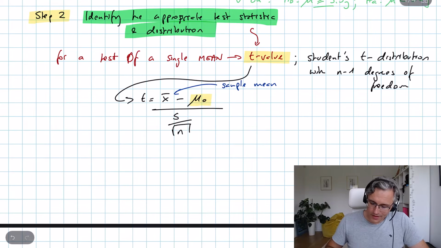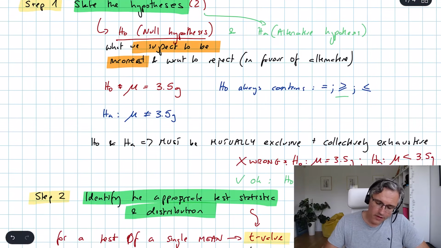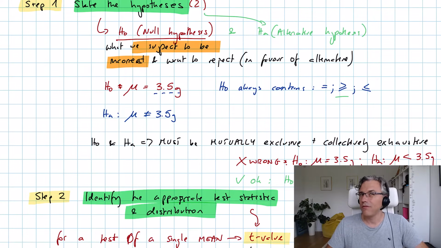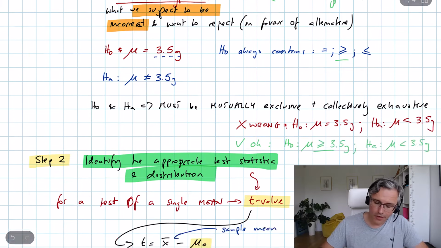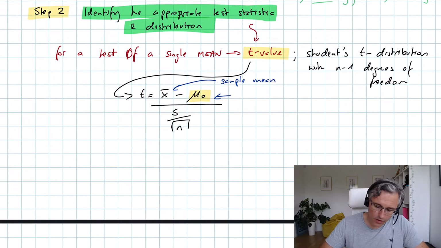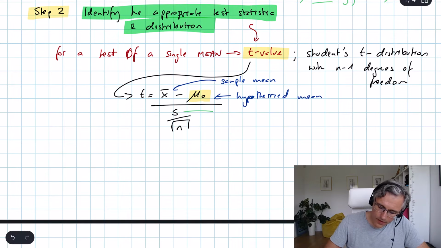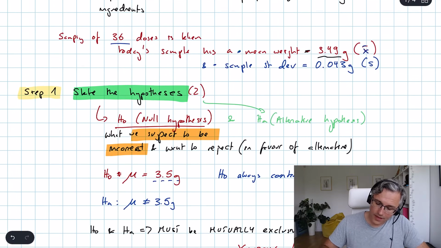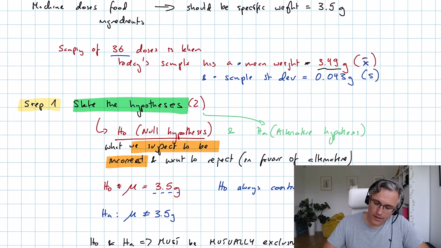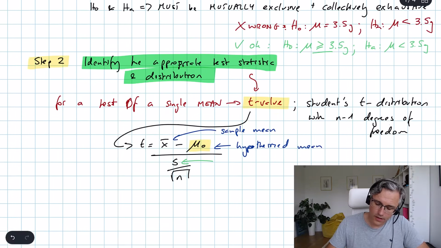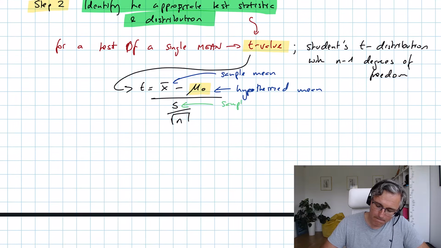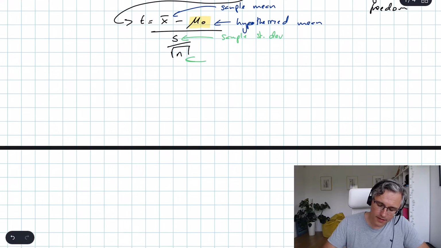Mu 0 is the hypothesized population mean in the null hypothesis, which we think is incorrect, 3.5. So the hypothesized mean. S is the standard deviation of the sample, so the sample standard deviation. And this is, of course, n, the sample size.